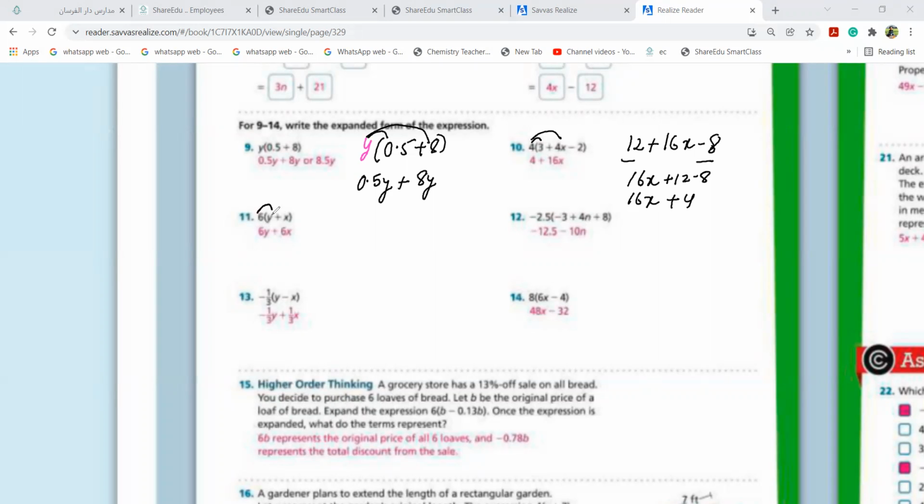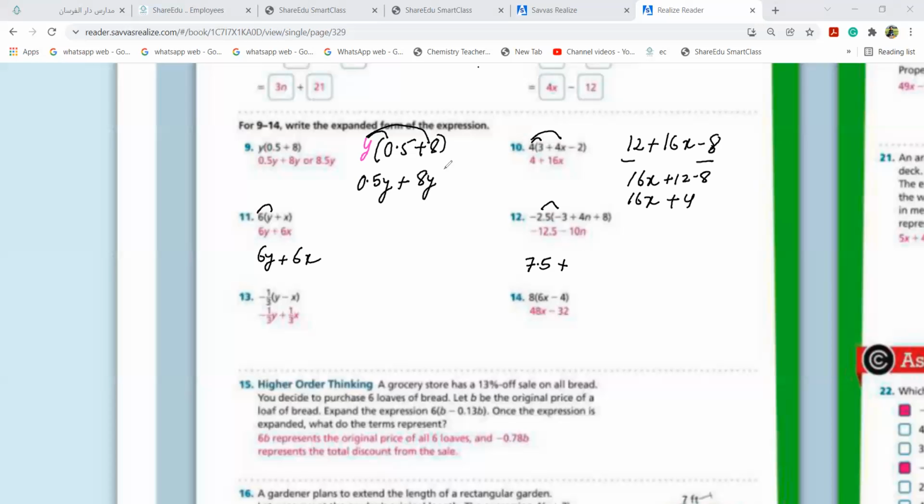Now here, 6 times y is 6y, 6 times x is 6x. Here, when you multiply minus 2.5 by 3, you get 7.5. Why do you get positive? Because both are negative, you get positive 7.5. Can you just multiply and tell me how much is 2.5 multiplied by 3? 7.5.